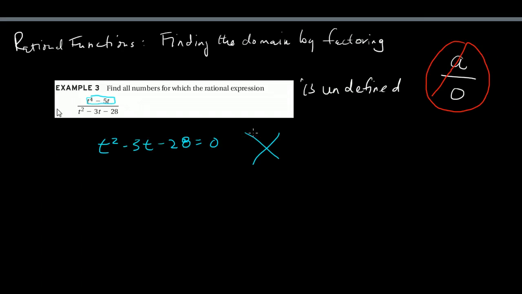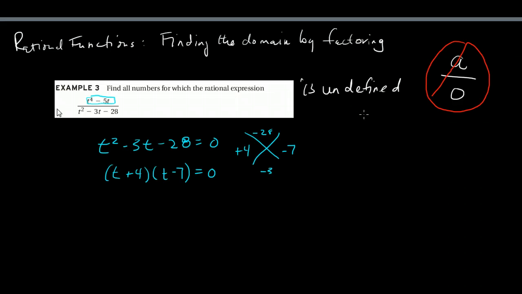What I want to look for are factors of negative 28 that combine to be a negative 3. I know it's going to be 4 and 7. One of them is negative, opposite signs, and yes, negative 7 plus 4 is negative 3. Well then, that'll be t plus 4 and t minus 7 equal to 0.